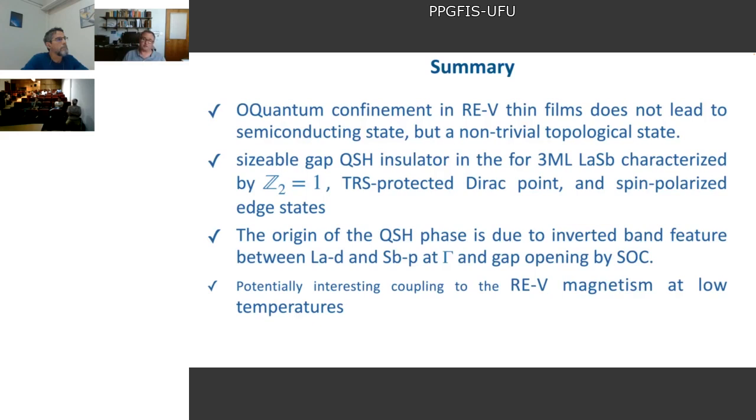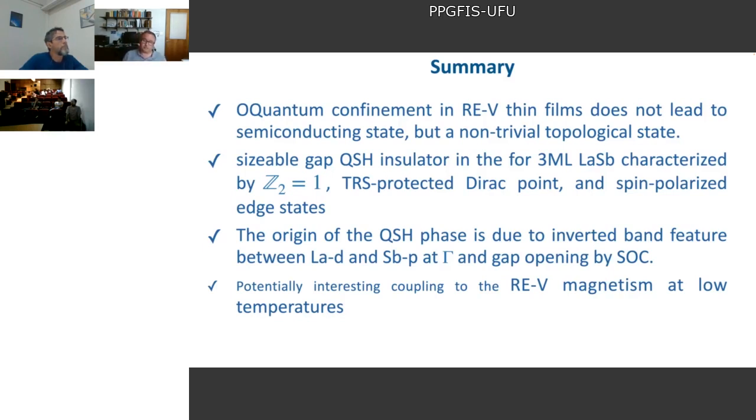Can that be done experimentally? Yes, it has been demonstrated in the case of gadolinium antimonide on gallium antimonide. However, they never probe the spin-resolved edge states of these particles. That would be interesting to check. So the origin of this quantum spin Hall is really the SOC, the spin-orbit coupling, because you have an inversion of bands for the lanthanum d and antimonide p.